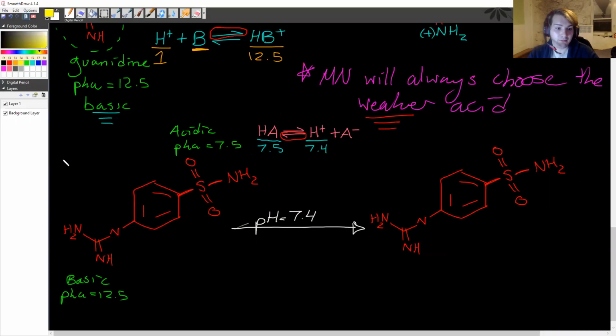Cool. Back down to the basic. And so we're going to be choosing the correct equilibrium equation for us. Once again, we're going to be labeling H plus with the pH, which in this case is 7.4. We're going to be labeling HB plus with the pKa because this is the conjugate acid, so this gets labeled as 12.5. And then once again, we follow the rule of Mother Nature, and Mother Nature will choose the protonated form, which then makes this protonated.